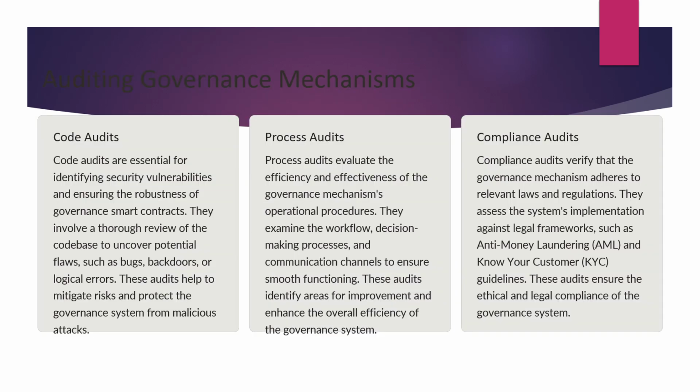Auditing governance mechanisms is vital for ensuring security, functionality, and compliance. There are three types of audits. Code audits identify security vulnerabilities in smart contracts. Process audits evaluate the efficiency and effectiveness of operational procedures. And compliance audits ensure adherence to relevant laws and regulations. A thorough audit process helps identify potential flaws, enhance security, and maintain compliance, safeguarding the governance system against risk.